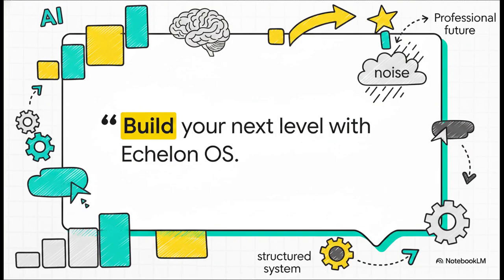The source material leaves us with a pretty powerful directive. Build your next level with Echelon OS. It's a direct invitation to finally step away from the noise. So I'll leave you with a provocative question to chew on today. What does your next level actually look like? If you could completely strip away all that fragmentation and uncertainty right now and clearly map out your future, what is the very first step you'd take? Just think about how applying a structured system like this could unlock that exact path for you.